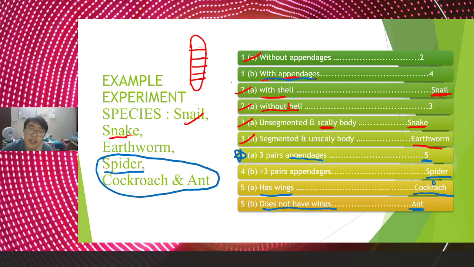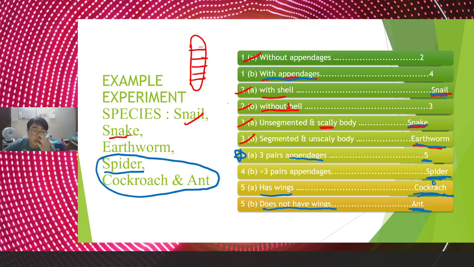So finally for the dichotomous key, you already classified snail, snake, earthworm, spider, cockroach, and ants. So all of the organisms in one habitat you have finally classified. This is the dichotomous key. If you look at this dichotomous key, it has no biological significance. It is simply, like humans, based on the morphological characteristics. It only looks at the outside, it does not look at the inside. Then we classify.